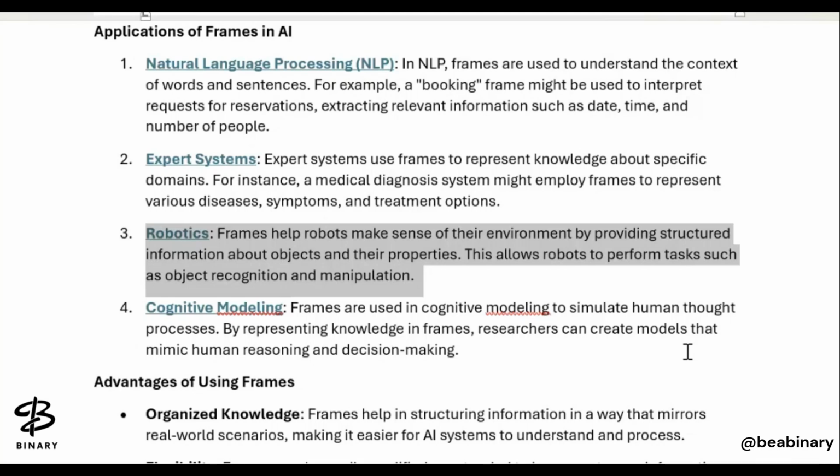Then we are talking about cognitive modeling. So what do you understand by cognitive modeling? Can anyone tell? So what is the cognitive modeling approach?